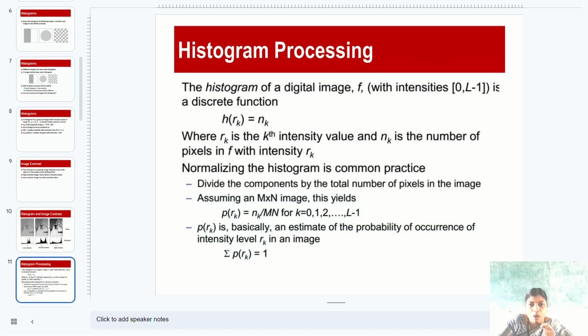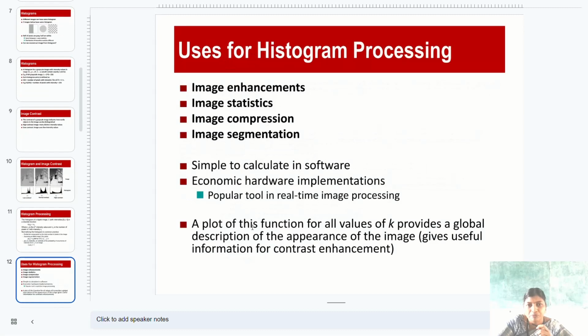Normalizing the histogram is a common practice. We divide the components by the total number of pixels in the image. Assuming that M and N are the image's rows and columns, this yields p of rk is equal to nk divided by MN, where we need to find the probability of occurrence. So the probability of occurrence of intensity level rk in an image, and the summation of p of rk is equal to 1.